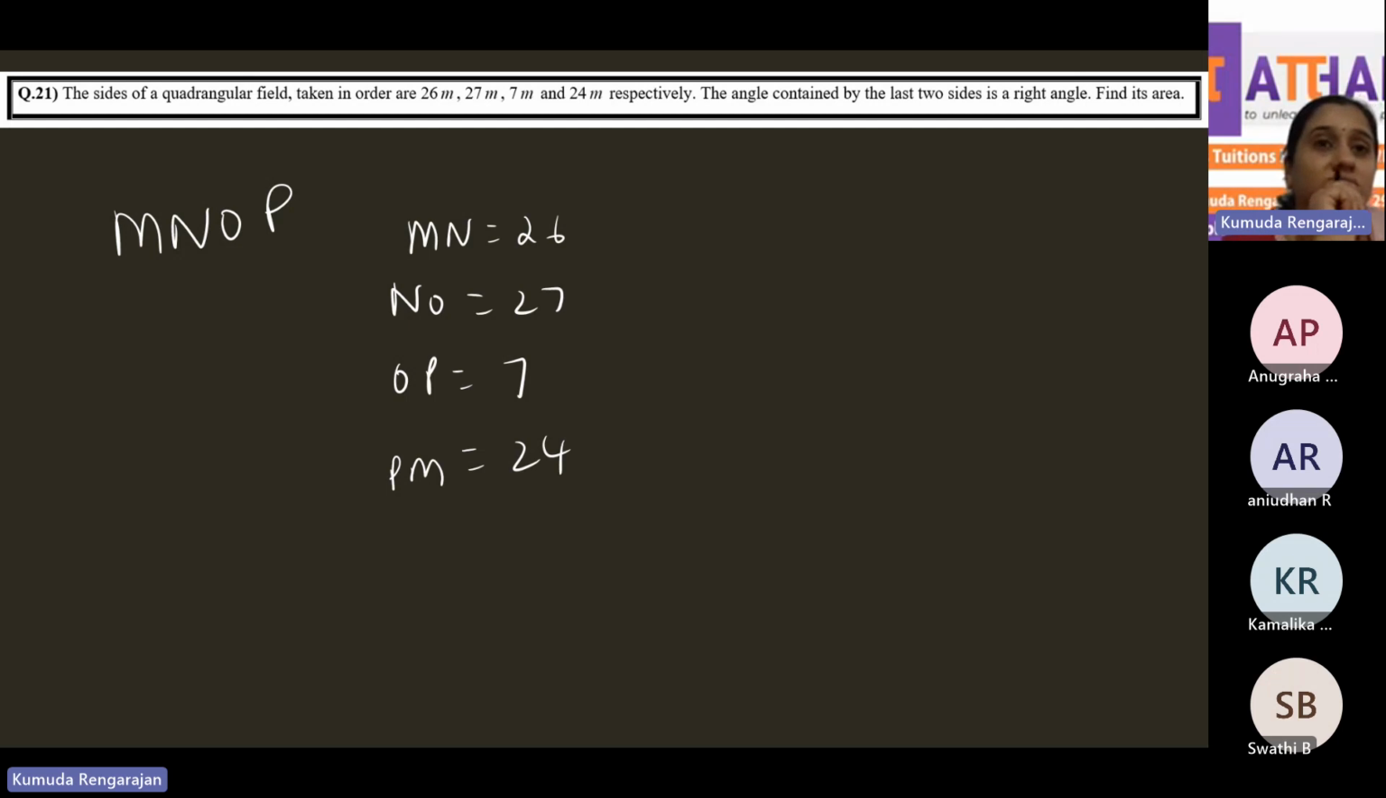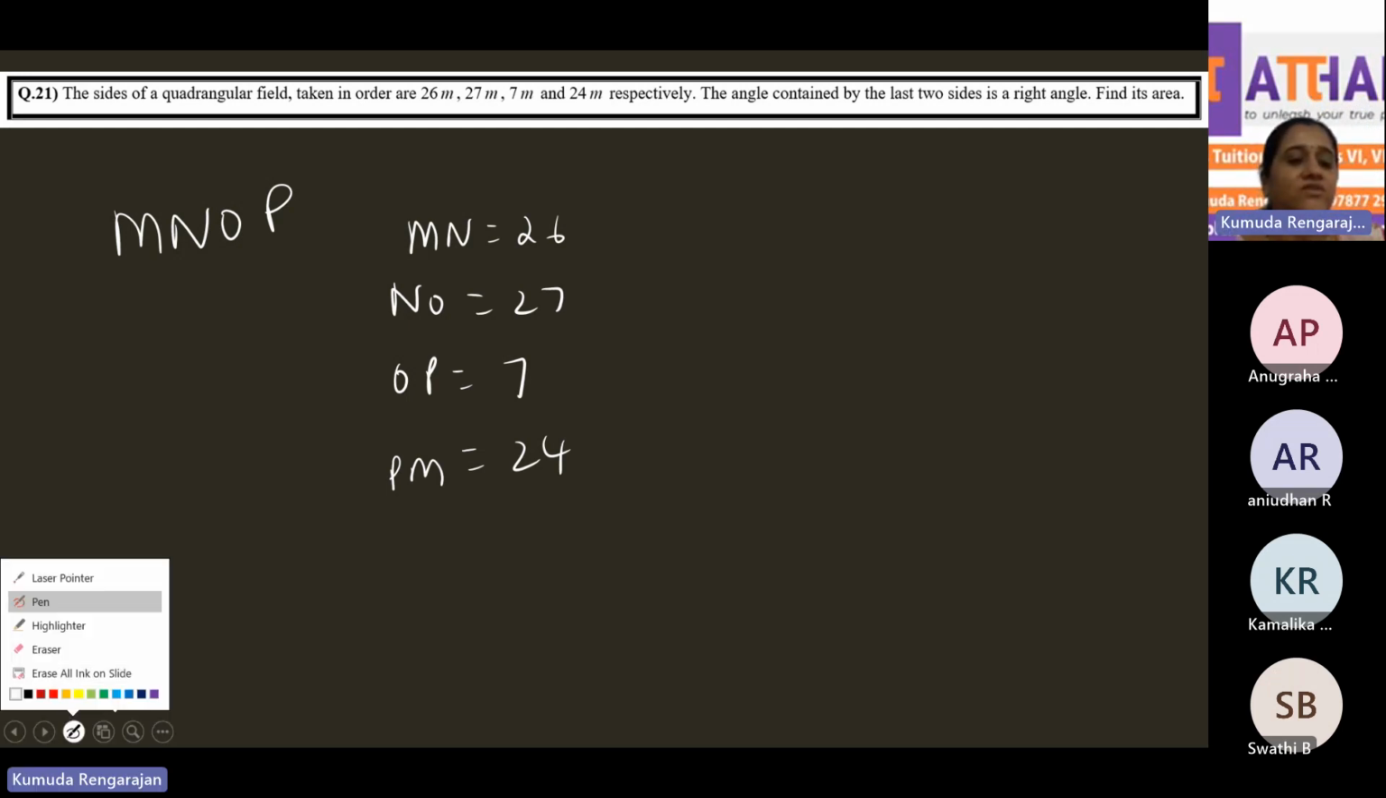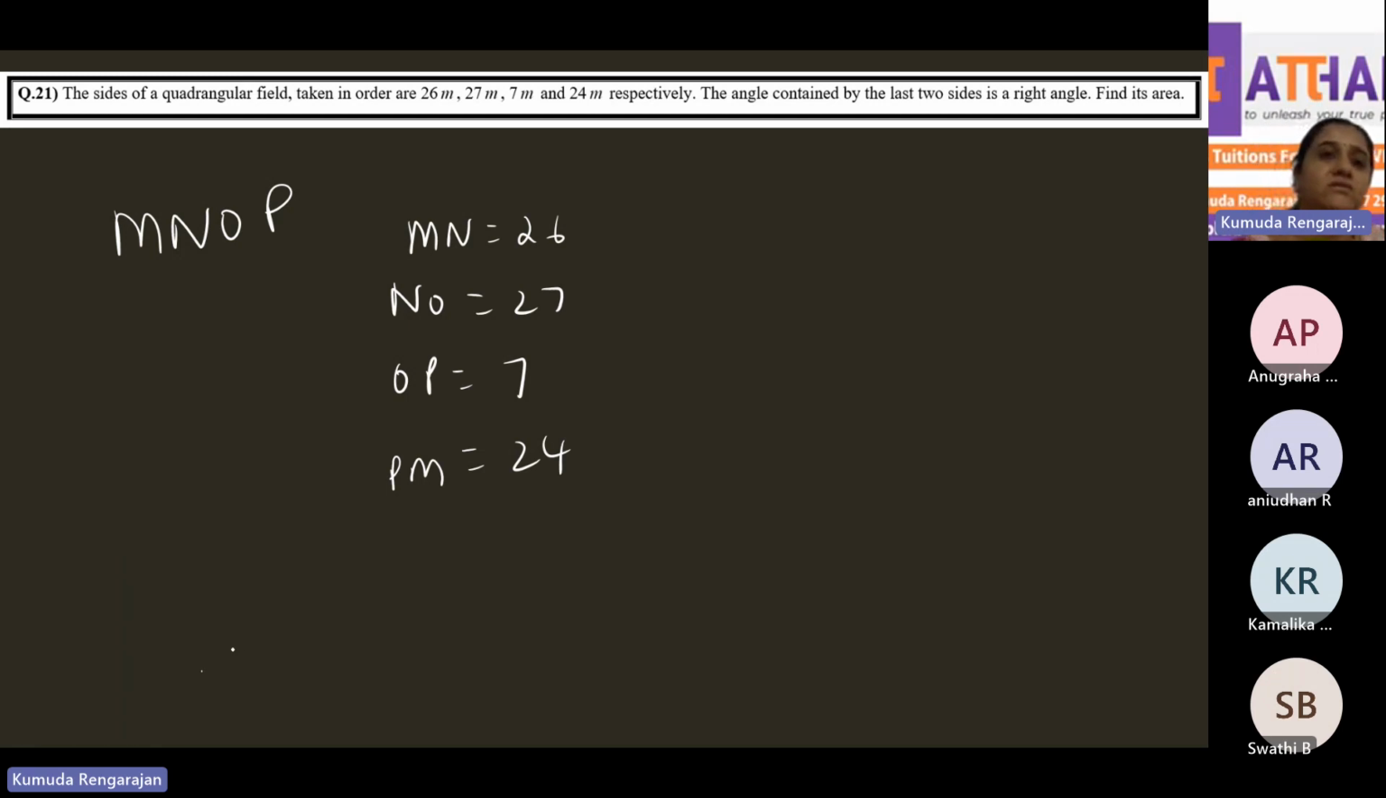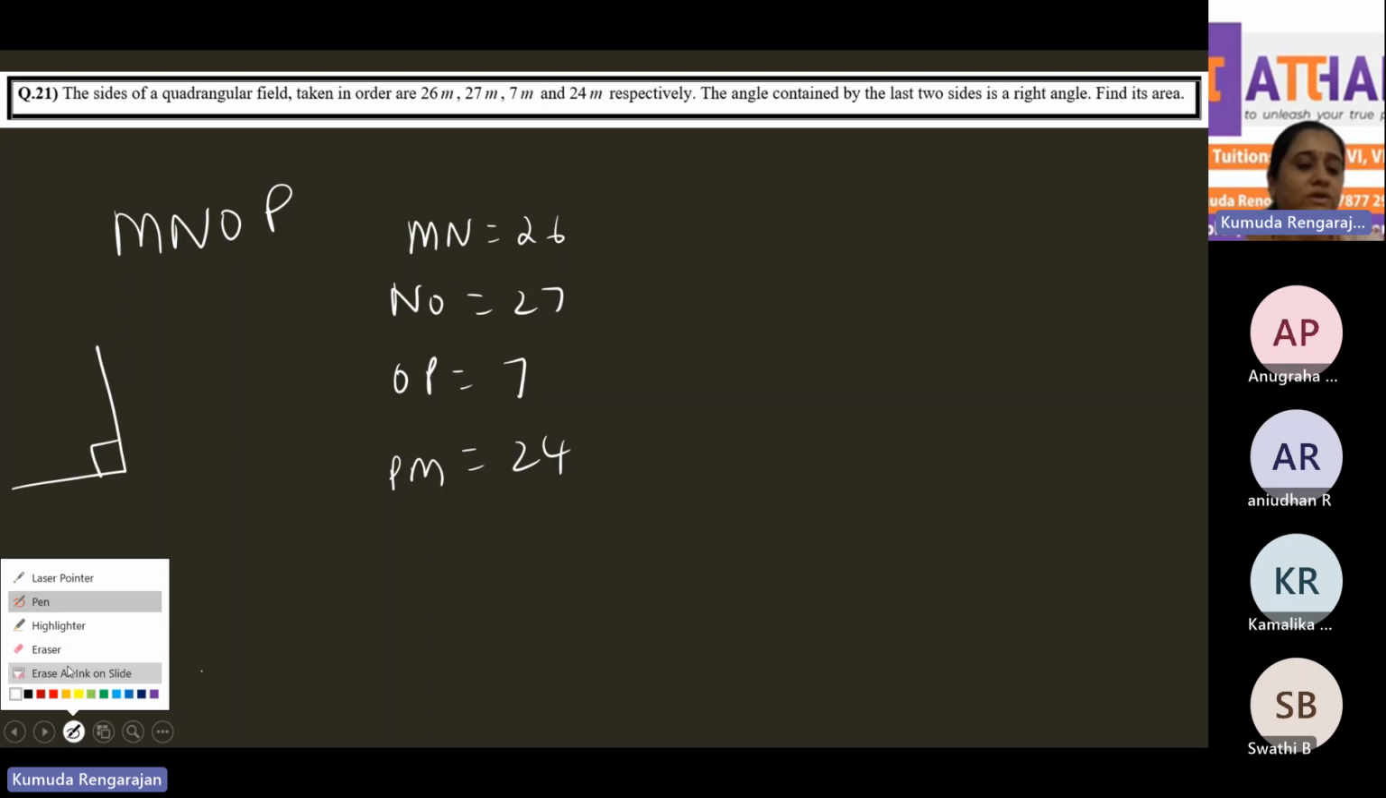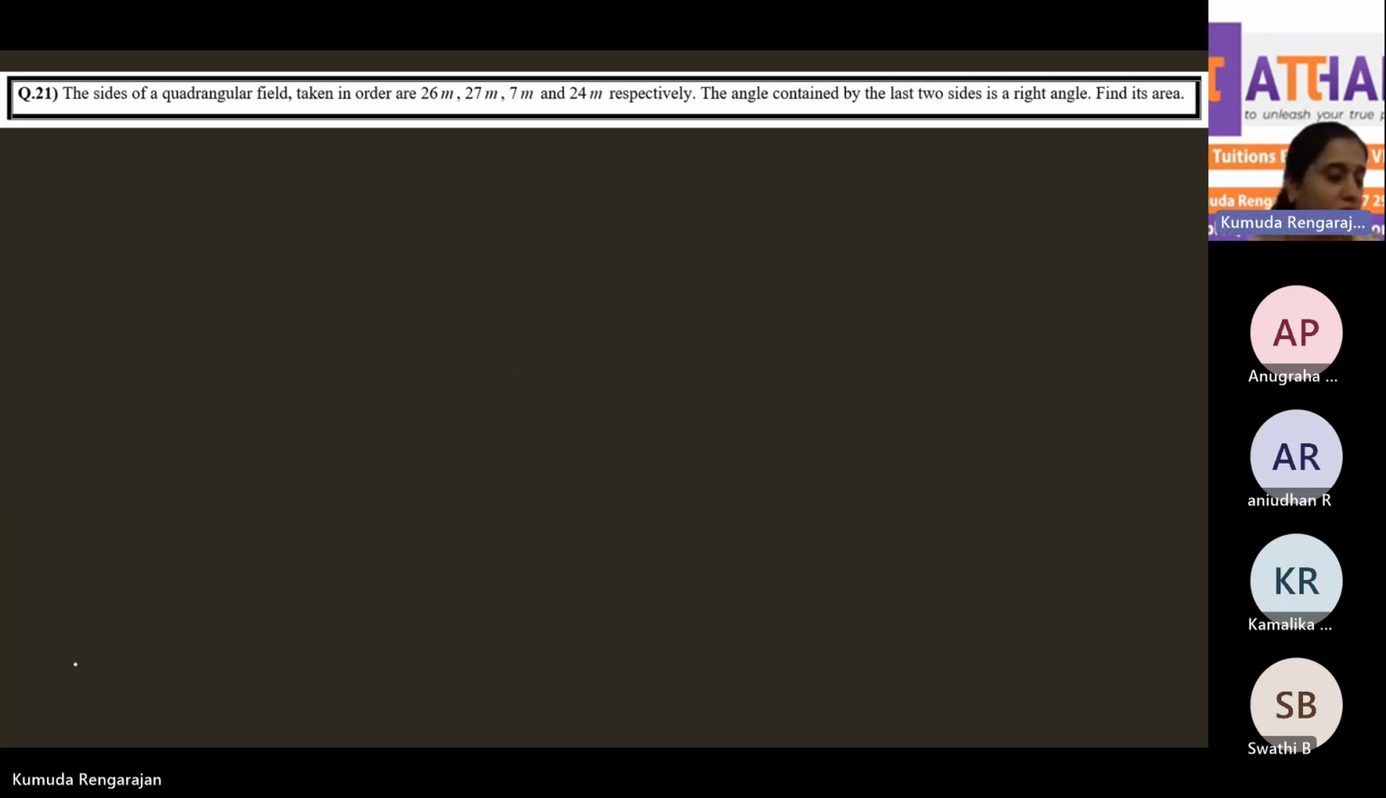It's not like that. Okay? The last 2 sides form the right angle. So which are the last 2 sides, Nivedita? Are you Niveda or Nivedita? Niveda. Okay, yeah, Niveda. So which are the last 2 sides? Yeah, OP and PM. So OP and PM, where they meet, it's a right angle. Draw the figure and do this correctly. You will feel motivated. You will feel that even you can do it correctly. Good.